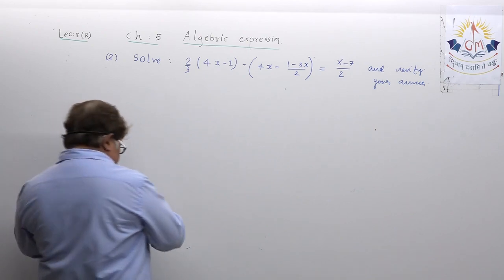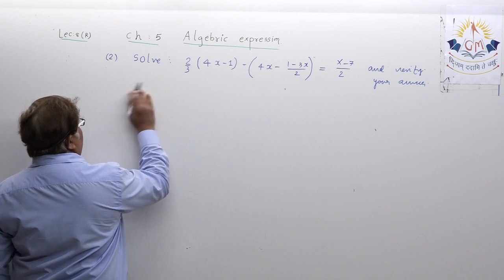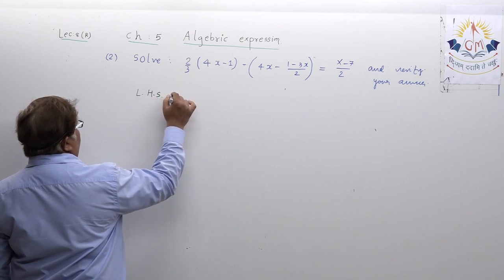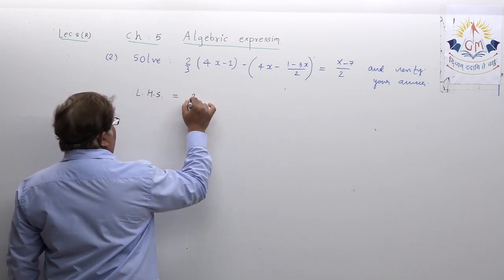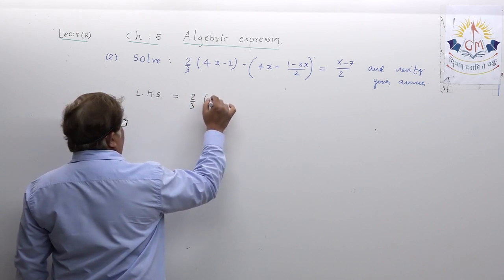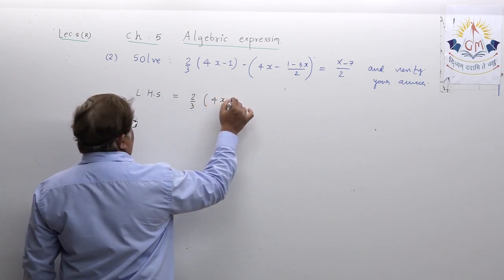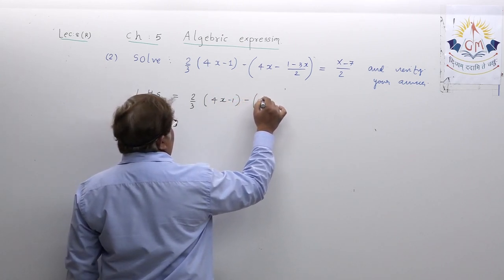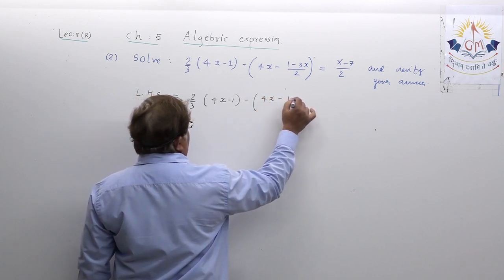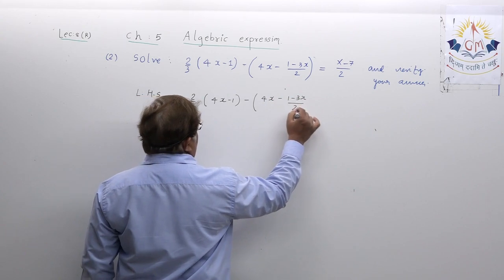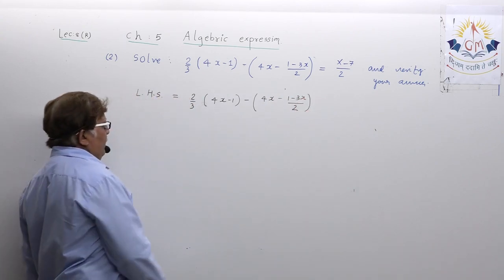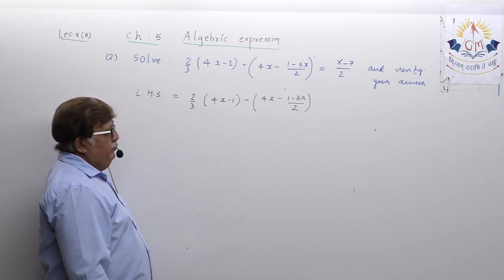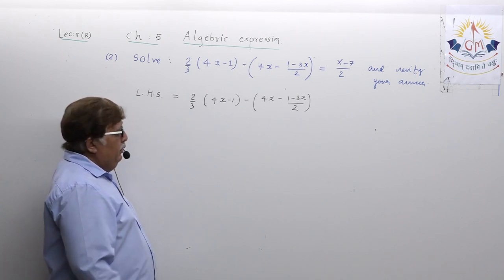What to write, dear student? X equal to 1 we got. First let us write LHS: 2 upon 3 into bracket 4x minus 1 minus 4x minus 1 minus 3x upon 2. We have written LHS, left hand side, as you know.